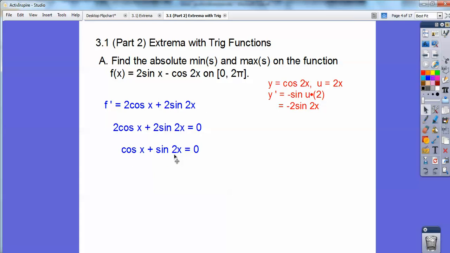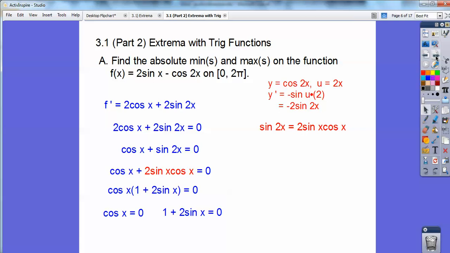I'd rather have those without the 2's in there. And then I'm going to use my double angle identity for the sine of 2x. Remember, the double angle identity is 2 sine x cosine x. That's either in the front of your book or the back of your book. Remember that from pre-calculus. This one was, for me, the easiest one to remember. Now I can go ahead and factor out a cosine of x out of both those terms. When I pull out a cosine of x, I get that.